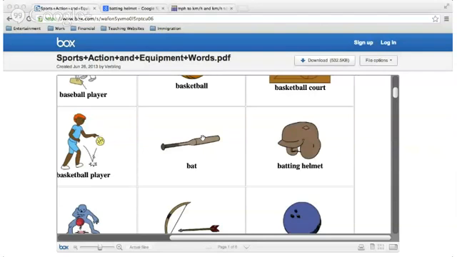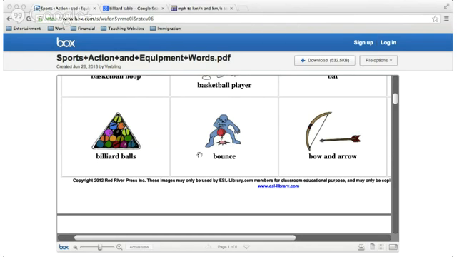Could you please tell me, is it verb or noun, bounce? Or is it both? Bounce, is it verb or noun? It is a verb. To bounce. To bounce. Okay. I see. Thank you.